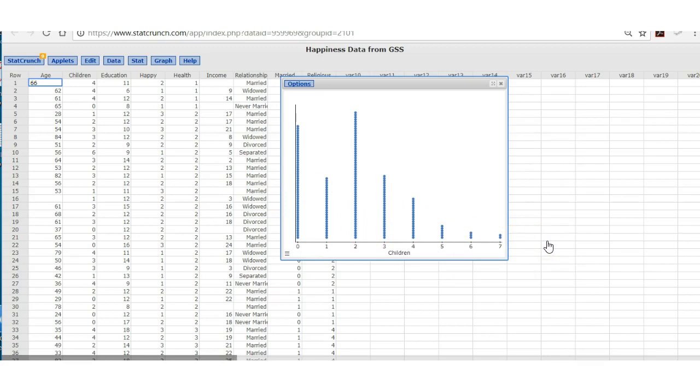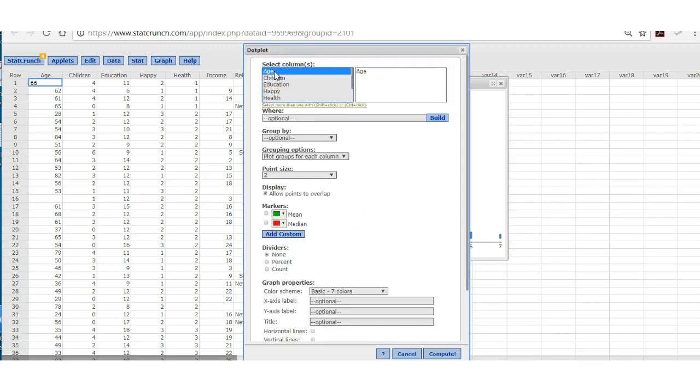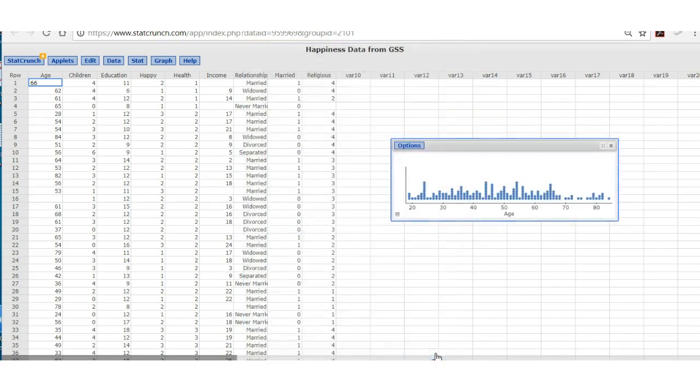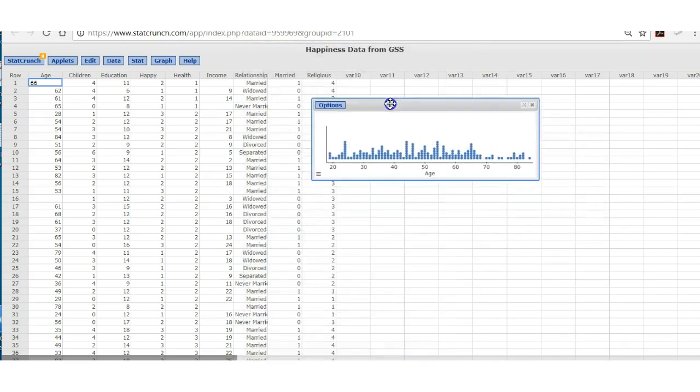Now if we tried to do a dot plot for the age variable, this is one that isn't going to work very well because we have so many different answers for the age. This graph really doesn't tell us very much. The only thing that we can really see from this graph is that over here at the 70 plus ages, there aren't as many respondents as there were in the younger ages. But really, it's not telling us anything more than that.